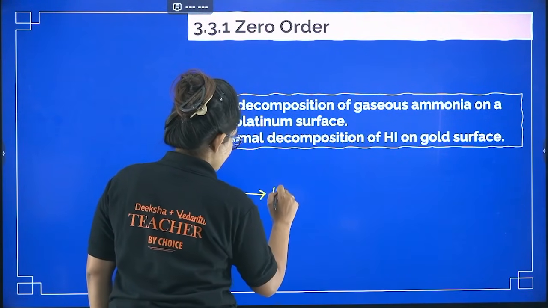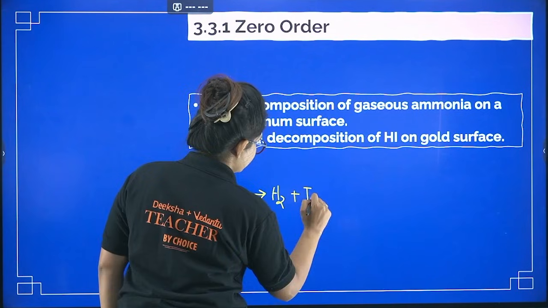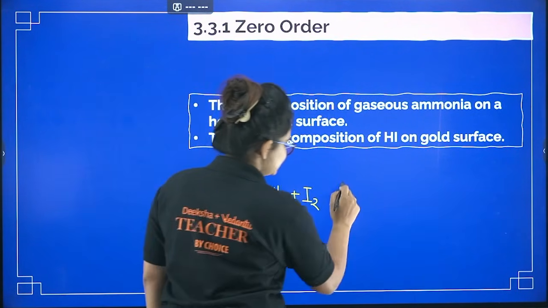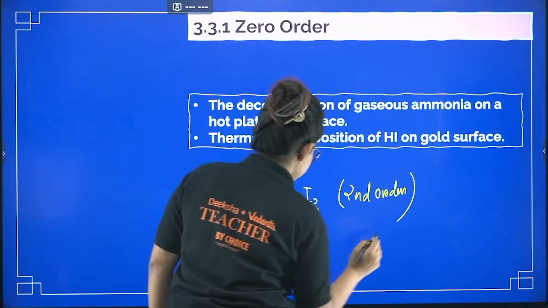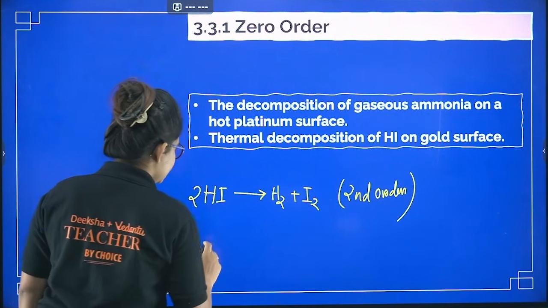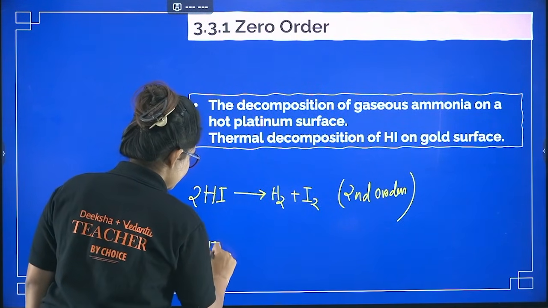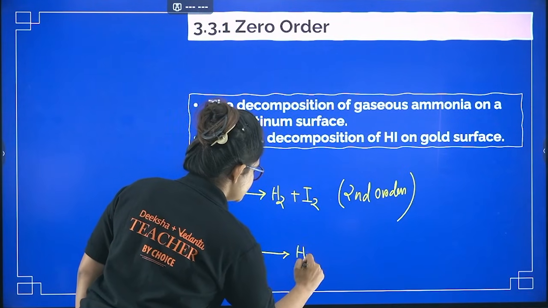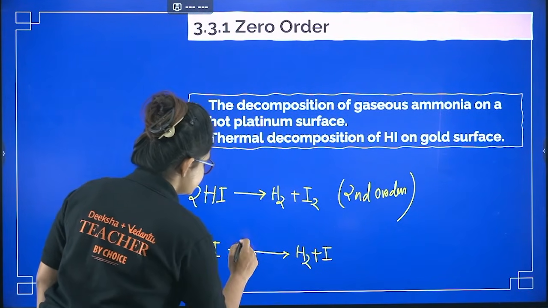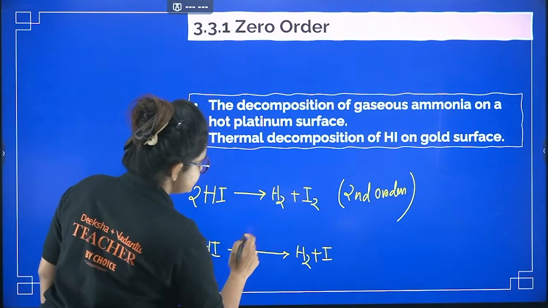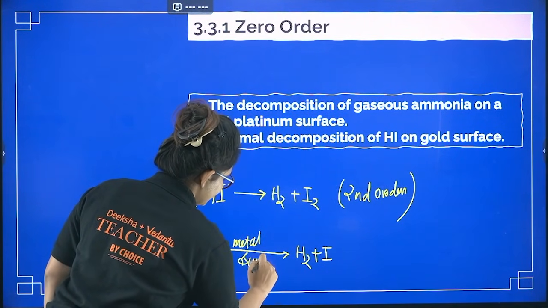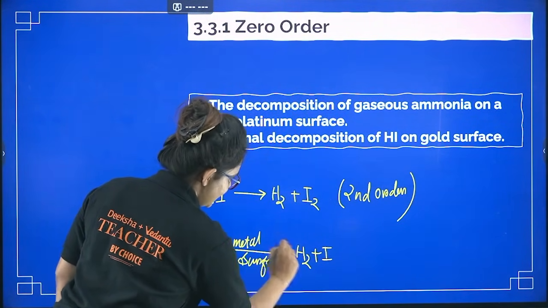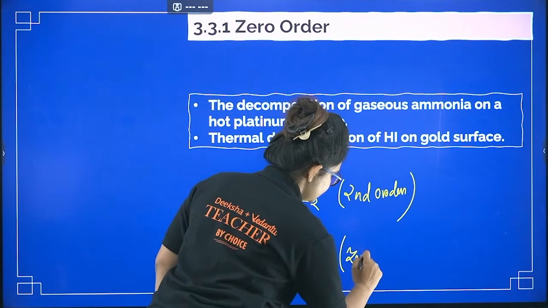Now, if you proceed with this reaction, if I write 2HI will give you H2 plus I2, this is the decomposition of HI. It is a second order reaction, you know. But the same thing, 2HI giving H2 plus I2, if it happens on a metal surface, here you can see I am writing metal surface. On a metal surface, it is experimentally shown that it is a zero order reaction.